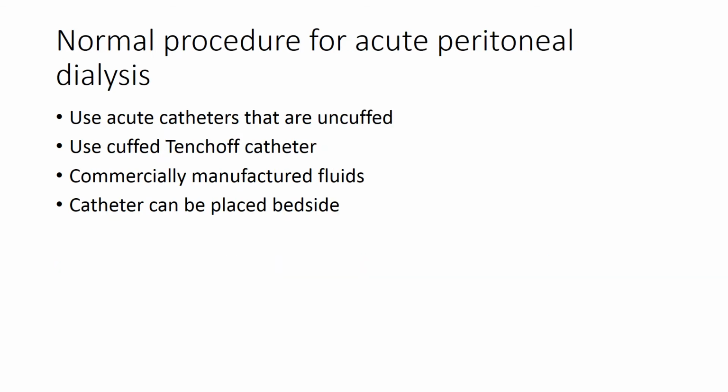Then I know that for you to be listening to this, you probably have had experience with providing conventional, proper, continuous ambulatory peritoneal dialysis. So we'll just go over what proper CAPD would entail. It would entail in children using acute catheters that are uncuffed when we anticipate that the renal failure will not be present for too long, just a couple of days. Use of cuffed Tenckhoff catheters when we anticipate that the acute renal failure will be there for prolonged periods of time.